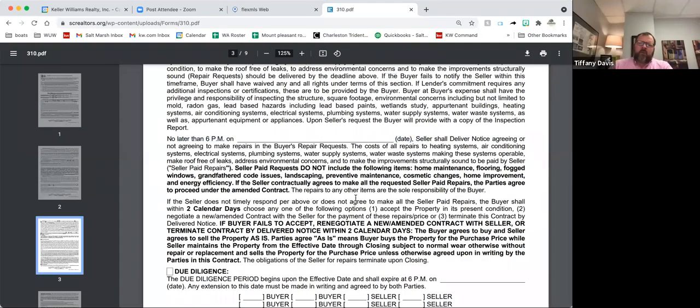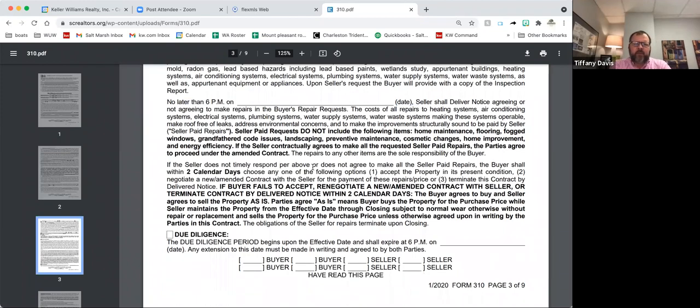Okay, now, if the seller does say, hey, I'm not doing it, or doesn't respond, which is why this whole area says that the seller does not timely respond for above or does not agree to make the seller paid repairs, the buyer shall within 2 calendar days. Now, there's an argument here as to what this 2 calendar days is. I would default to whatever the shorter one is. I know that's not a perfect science, but here's the deal. Because it says or does not respond, then obviously I would say it has to be 2 calendar days from this, right? Because obviously that's the only date you have to measure.